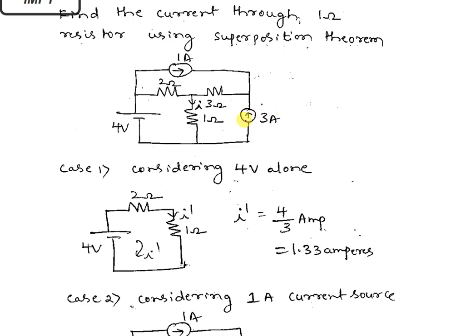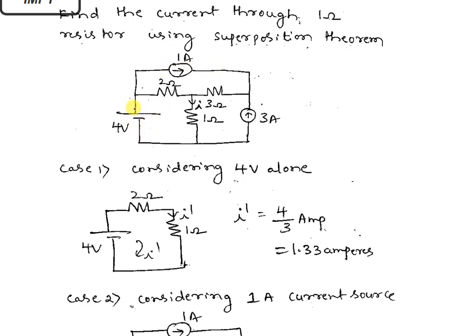Next you have to consider only the 3 amp current source acting. You have to make this 1 amp 0 by open circuit, and this 4 volts 0 by short circuit. Remember, to make any source 0, voltage sources you have to short circuit, and current sources you have to open circuit. If you do the reverse and short circuit a current source, due to this closed path some current will flow, so it will not become 0. So in order to have no current flowing, it should be removed or open circuited.